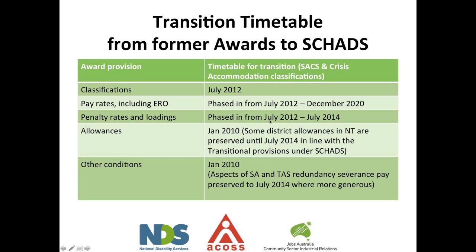In terms of penalty rates and loadings, these commenced phasing from July last year and that will continue right through until July 2014. In terms of allowances, all allowances have applied in the modern award since January 2010. However, some district allowances in the Northern Territory continue to be preserved until July 2014 in line with the transitional provisions under the modern SCHADS award. All other provisions of the modern award have applied since January 2010 with the exception of some of the aspects of the South Australia and Tasmanian redundancy severance payments which are preserved again under those transitional provisions until July 2014 where they are more generous.